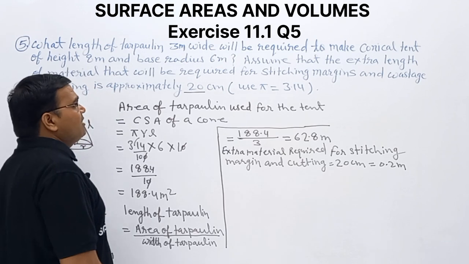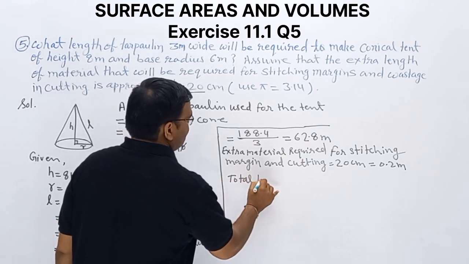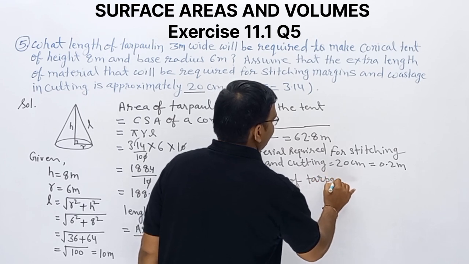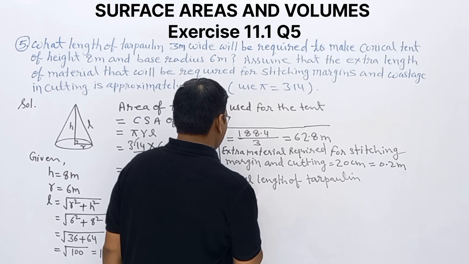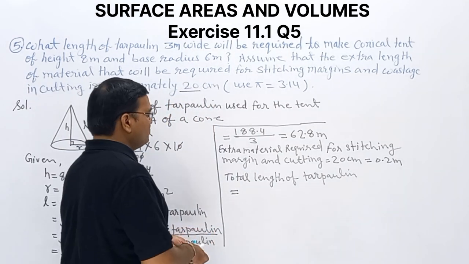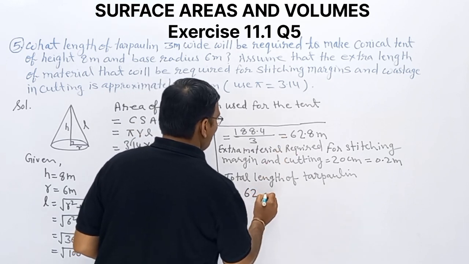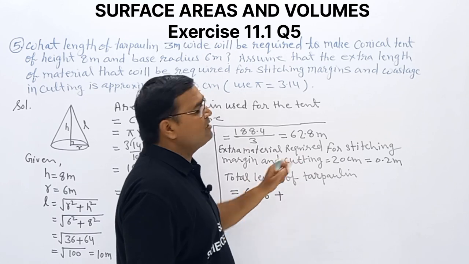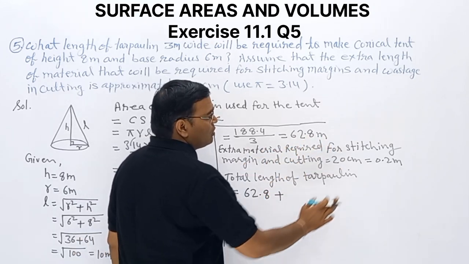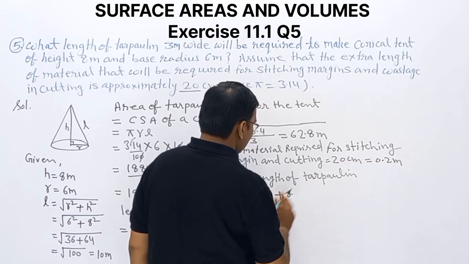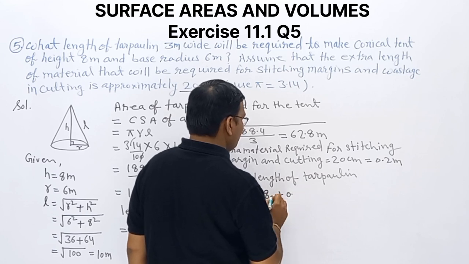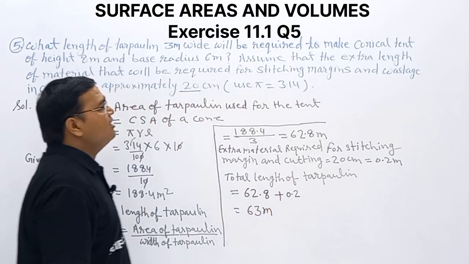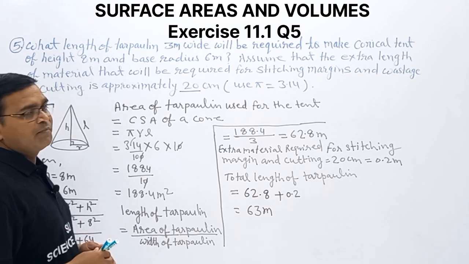Clear? Finally we can say the total length of the tarpaulin is what? Observe, the total length of the tarpaulin will be 62.8 meter plus the extra material required for stitching margin and cutting. The extra material required is 0.2 meter. So we add this to 62.8, then what are we getting? 62.8 plus 0.2, once we add, we are getting 63 meter. 63 meter is the total length of the tarpaulin. This is the required answer.